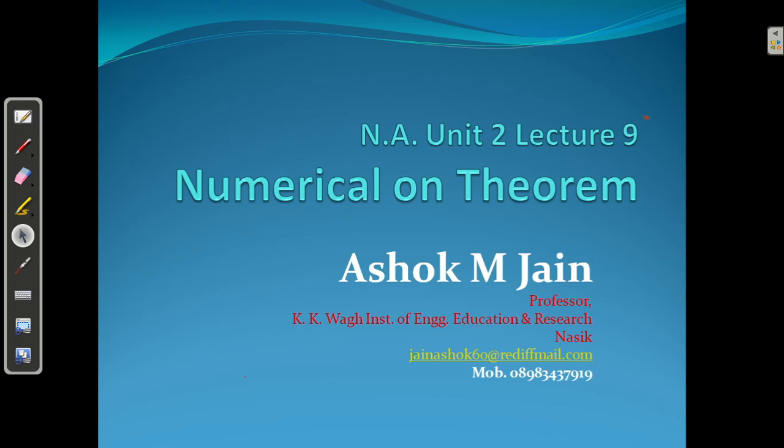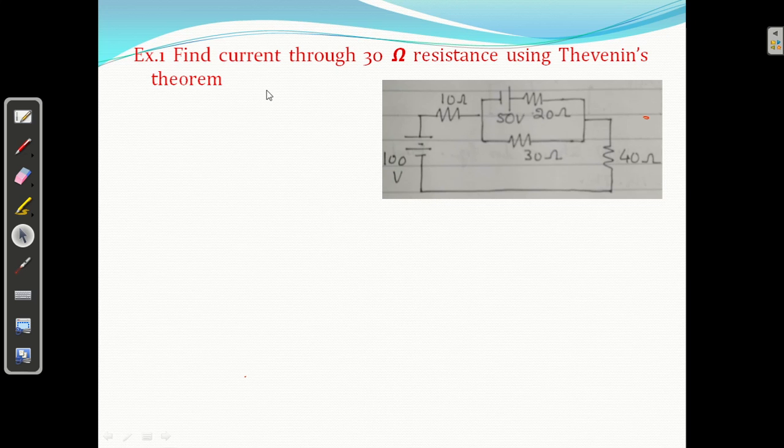In this lecture of network analysis, I am going to solve some numericals based on the theorems. I had taken this earlier, I am just repeating it. See here, this is example number 1: find the current through 30 ohm by Thevenin's theorem.